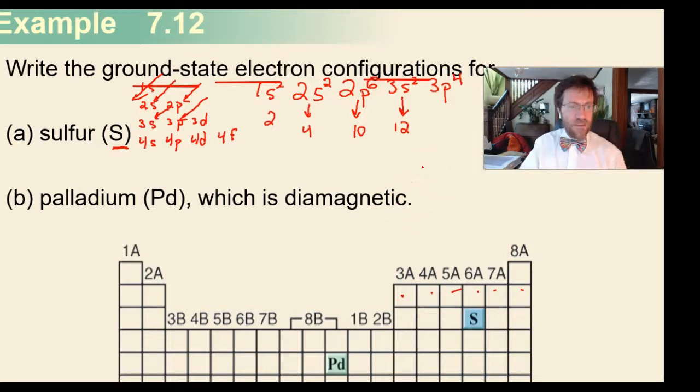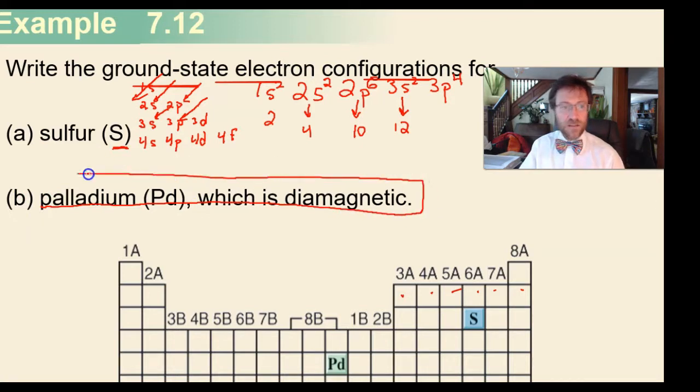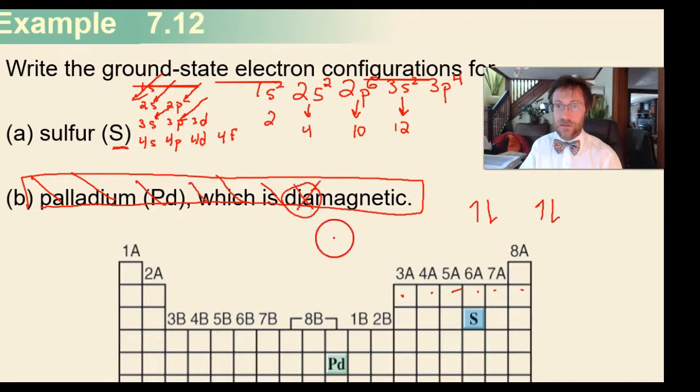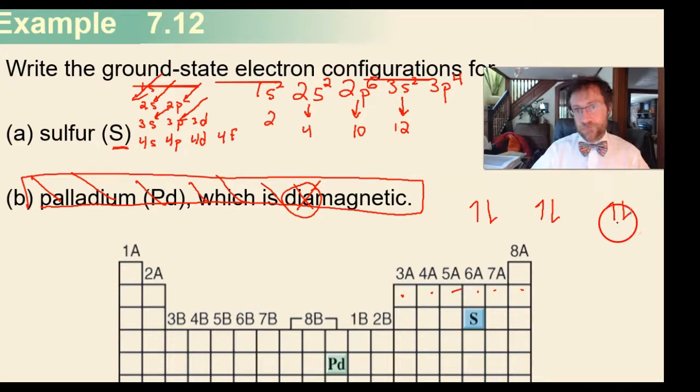Easy. This one, palladium, which is diamagnetic. I'm not doing this to you guys. Won't do it. Not going to do it. It goes against this rule. And the reason it goes against this rule is because it shifts things so that all the electrons are paired up like this, and it's diamagnetic. It kills the magnetic field. Why does it do that? It's a little more stable that way. That's why. But I'm not going to make you do anything like that.